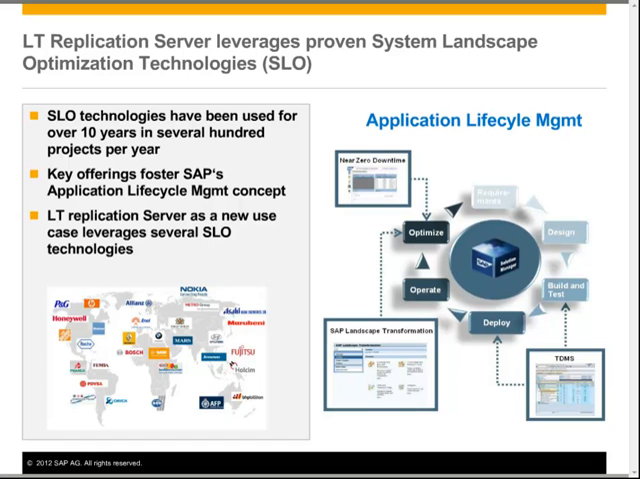LT replication itself, System Landscape Optimization, is used to consolidate and unite systems. It could be a system landscape that we want to harmonize and unify, maybe during mergers and acquisitions. SLO, System Landscape Optimization, is a proven technology that has been used in many projects. It's been used for over 10 years in several hundred projects. The LT Replication Server uses the SLO technologies, so it's a proven module in the SAP world.